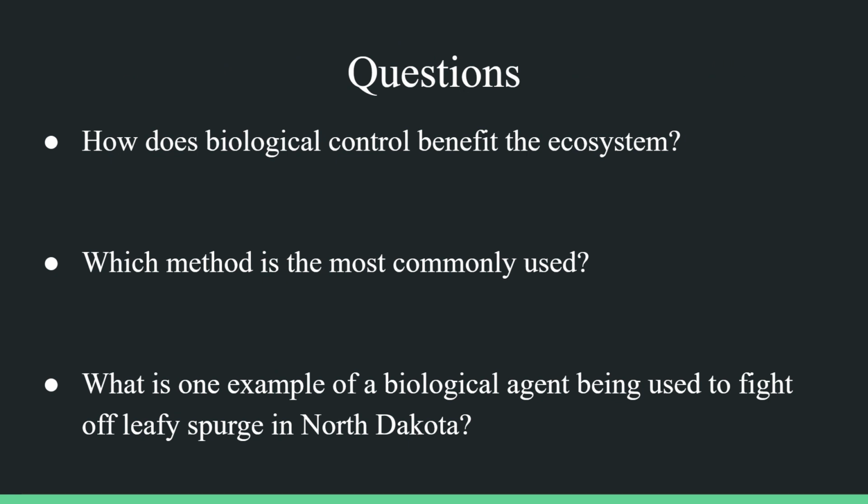Now for a little bit of recap, I just wanted to ask a few questions. So first, how does biological control benefit the ecosystem? Well, biological control can benefit the ecosystem because it is environmentally friendly, cost-effective, sustainable, and controls invasive species, among other benefits. Next question, which method is the most commonly used?